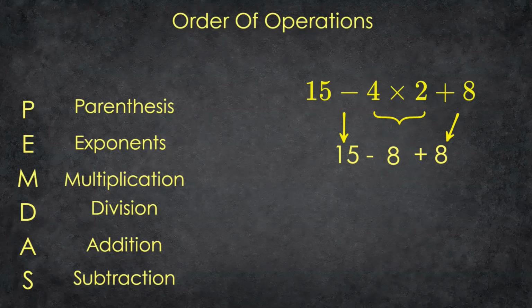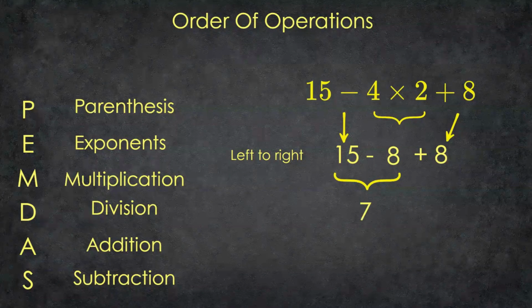And then I'm going to drop everything down into a new equation or my second line, 15 minus 8 plus 8. Go through that order of operations again. I don't see any parentheses, no exponents, no multiplication or division. I just see subtraction and addition. We treat those the same. So we are going to be working left to right. And in this case, the subtraction is coming first before the addition.